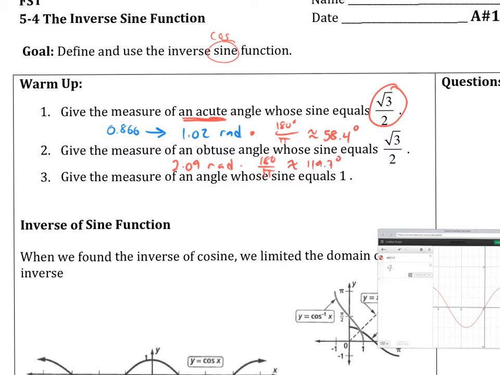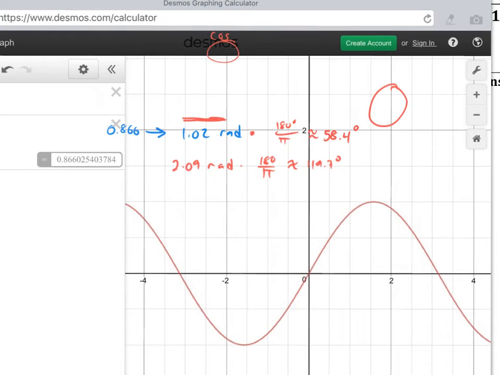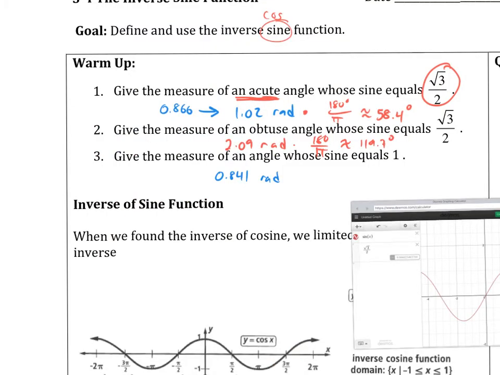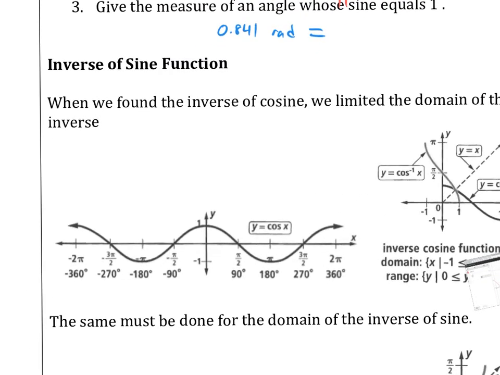And the measure of an angle whose sine is equal to 1. So I just find the sine 1, and of course, sine 1 is right there. Or sine is equal to 1, sorry. Sine is equal to 1. And there we go. And then, of course, do the conversion for that one as well. So today what we're going to spend our time on is looking at the inverse of the sine function.